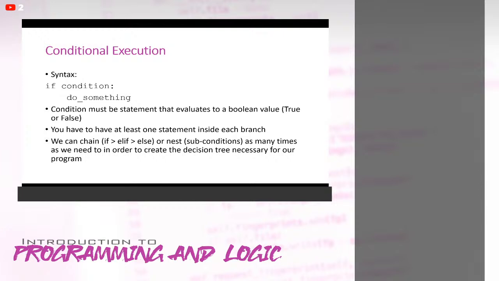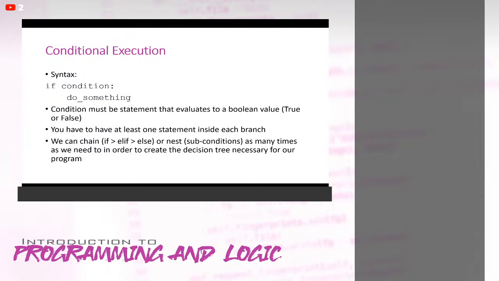Zeros and ones. We're not quantum computing here. There's no twos. There's no state where something is simultaneously true or false. It is simple binary. So our conditions have to evaluate to either true or false. And then you have to have one statement inside of each branch. So if I have an if statement, I have to have some code that goes with it. If I have an else statement, I have to have some code that goes with it.